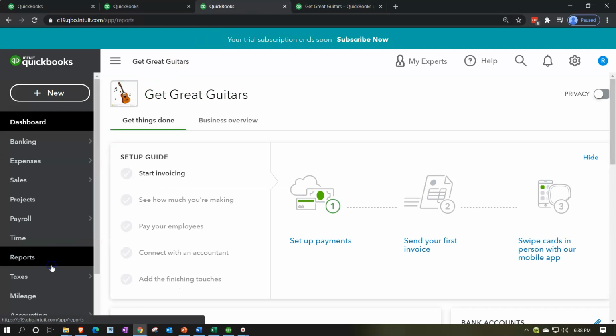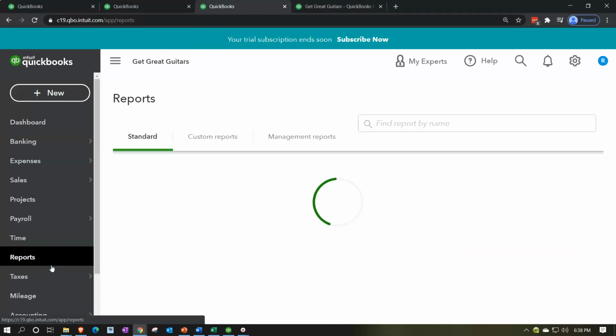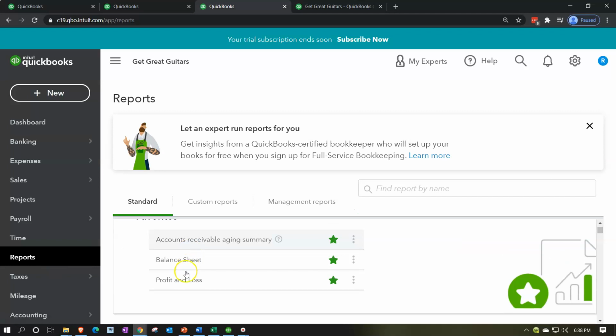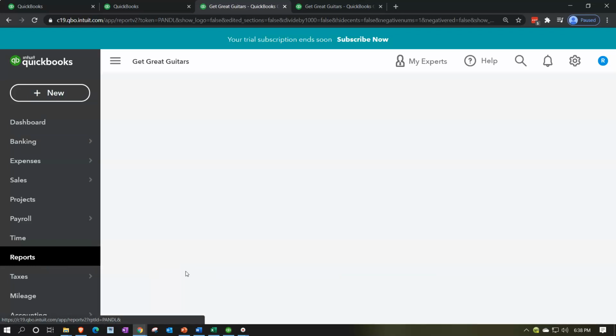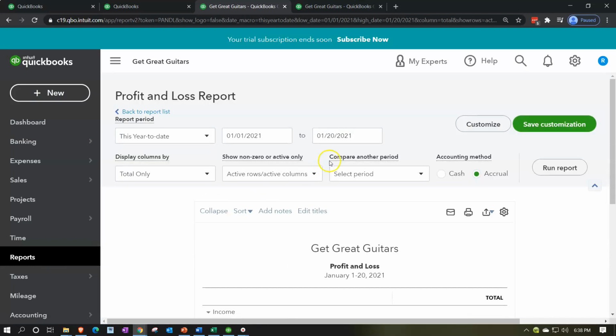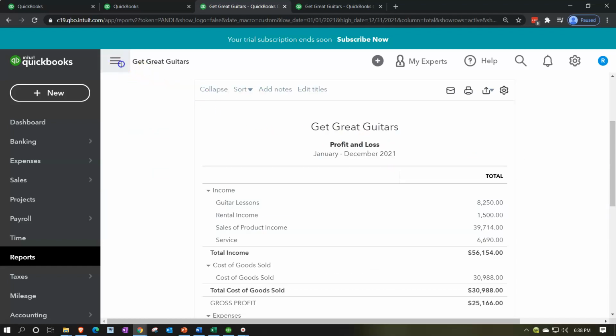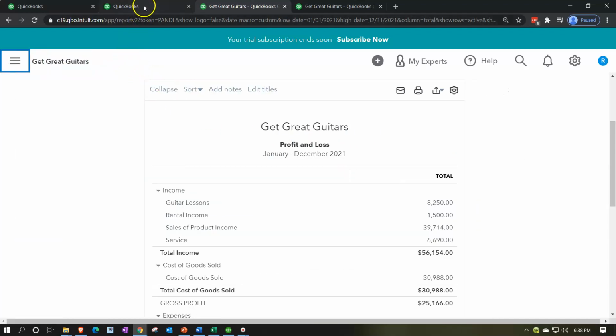Going down to the reports on the left-hand side, we're now going to be opening up the profit and loss, P&L, otherwise known as the income statement. Range change on that one up top, ending at 12/31/21. Run that report. Close the hamburger. Back to the report to the left of that.